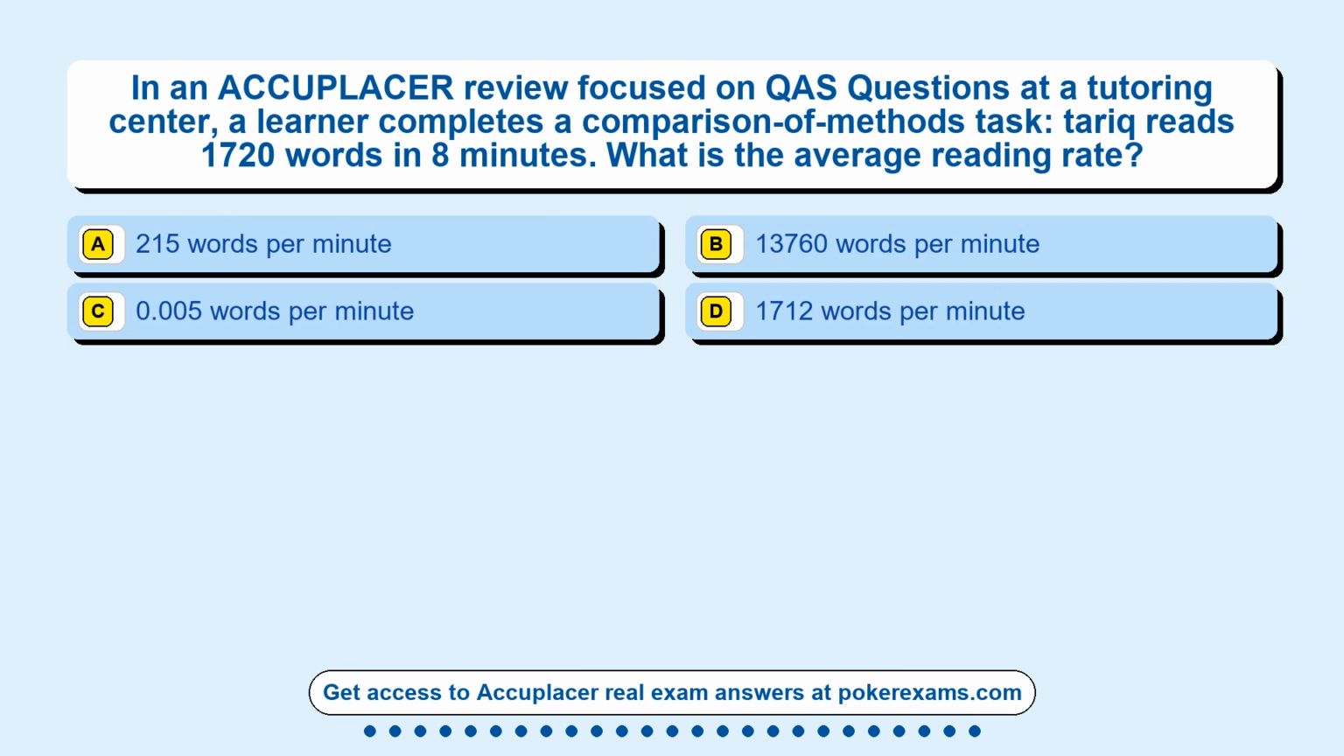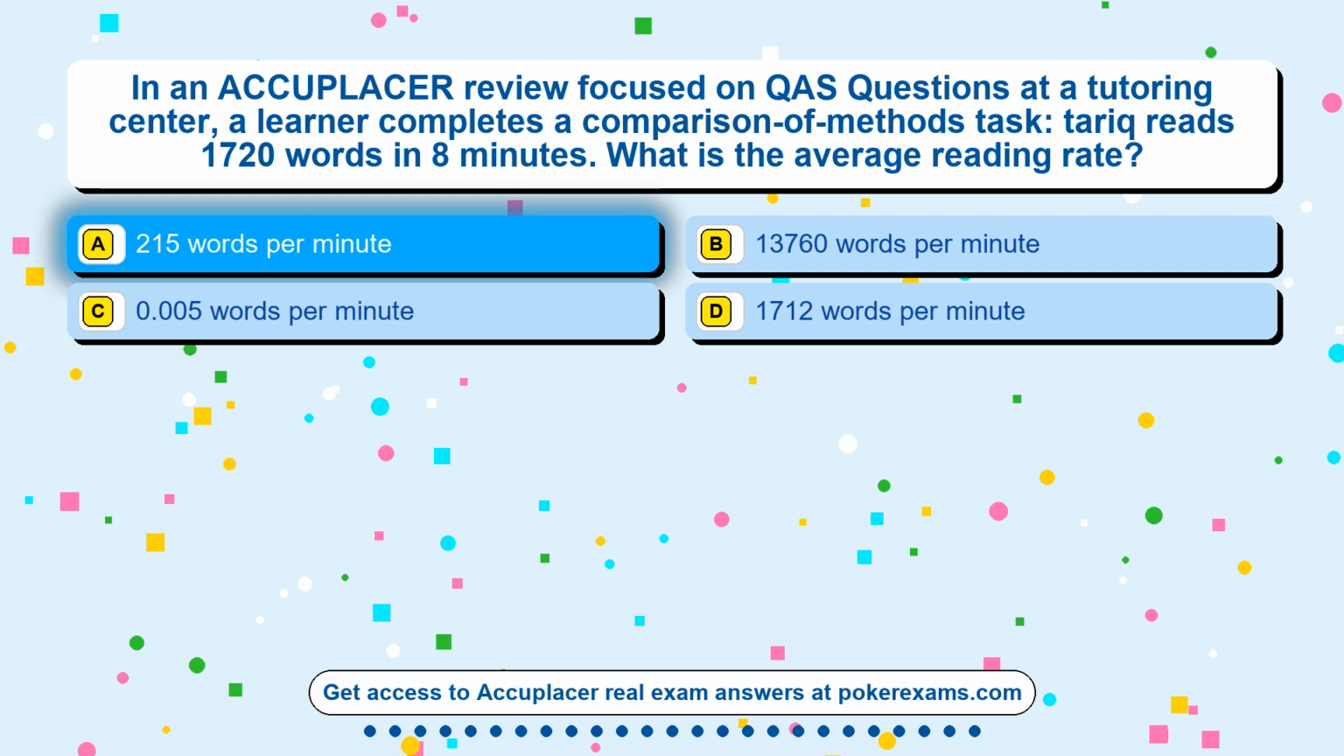Question 23. In an ACCUPLACER review focused on QAS questions at a tutoring center, a learner completes a comparison-of-methods task. Tarek reads 1,720 words in 8 minutes. What is the average reading rate? Option A, 215 words per minute. Option B, 13,760 words per minute. Option C, 0.005 words per minute. Option D, 1,712 words per minute. The correct answer is option A, 215 words per minute.